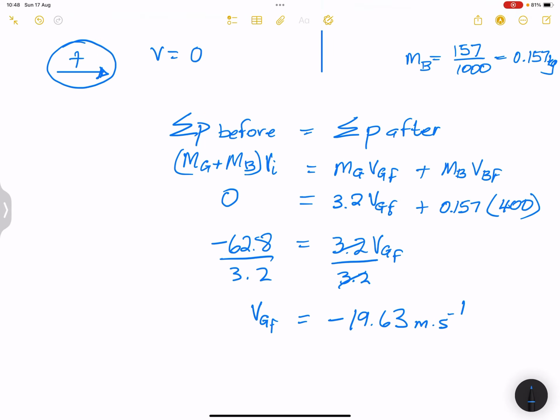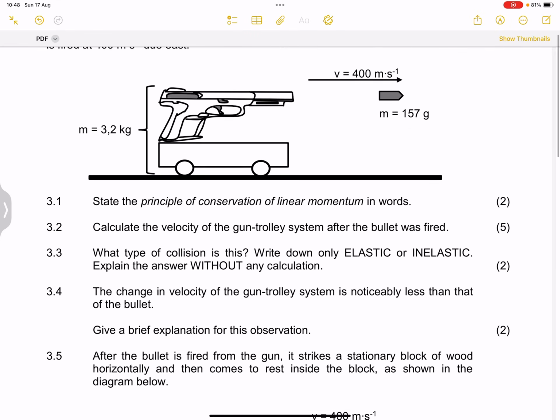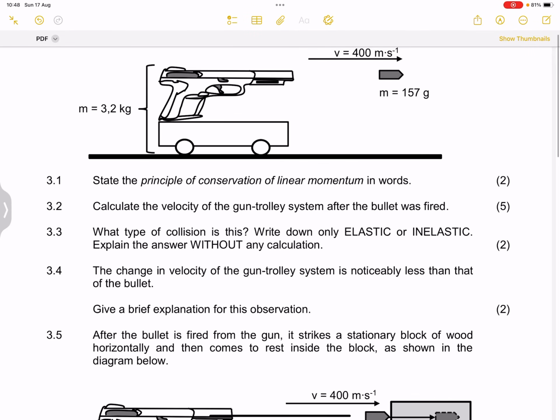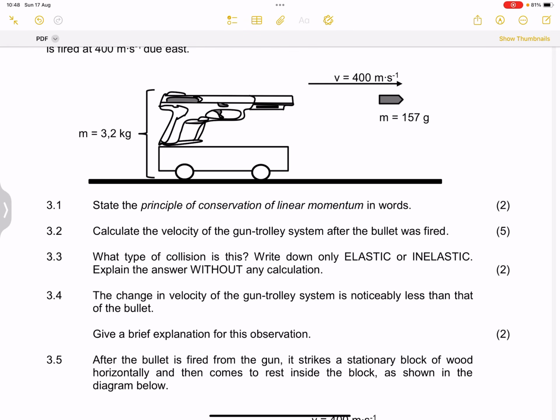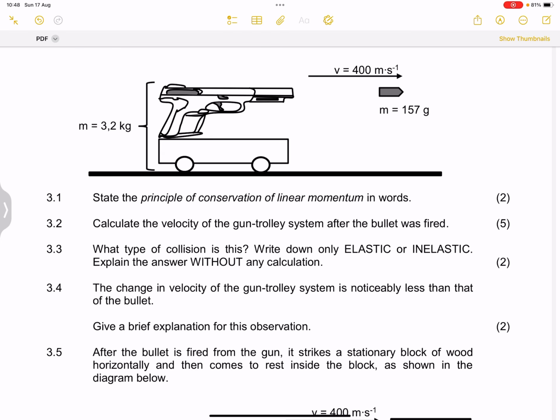Now, that negative simply tells us that it's going to be 19.63 meters per second to the left, or you can say to the west. And that is how the cookie crumbles in that case. So that's what we got for the gun as well as the trolley. Right, so let's continue on to the next question.